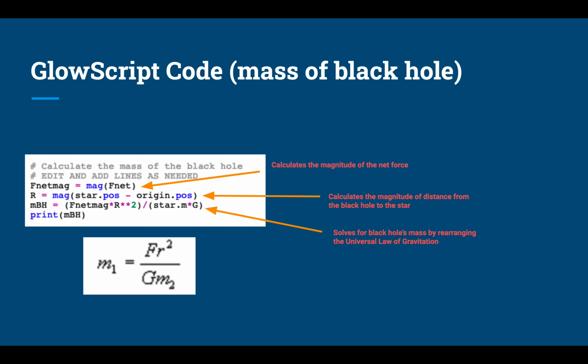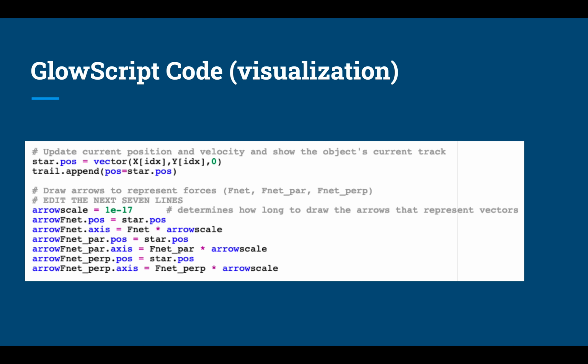So this is just the code for how we calculated the net force of the system. This is the most important part of the code. This is where we actually calculated the mass of the black hole. First we calculated the magnitude of the net force. Then we calculated the magnitude of the distance from the black hole to the star, and finally we solved for the black hole's mass by rearranging the universal law of gravitation. We can see this equation on the bottom. We set the black hole's mass equal to the force times the distance squared over the universal gravitation constant times the mass of the star. And this is how we got the unknown mass of the black hole. And this is the code for the visualization, which we will see in the next slide.